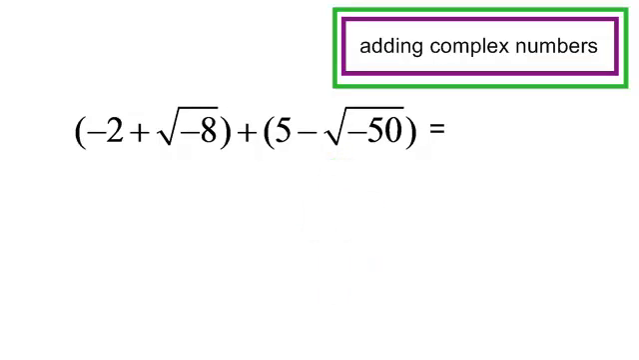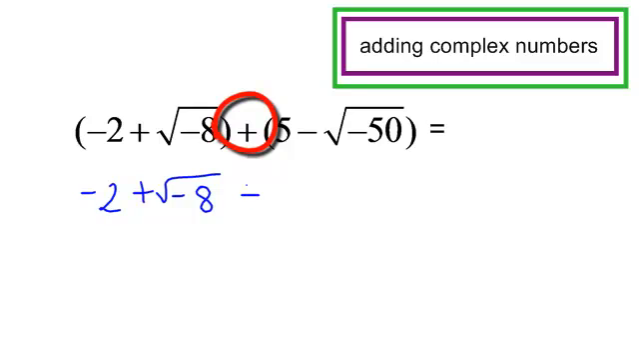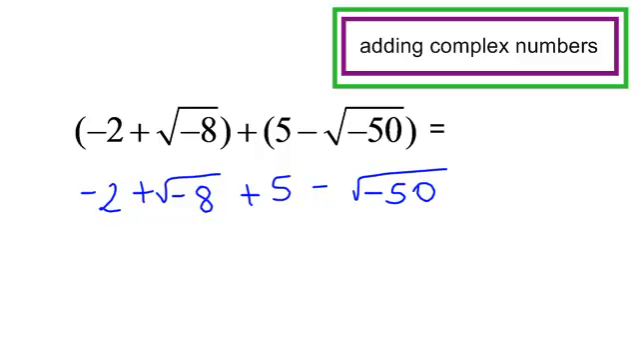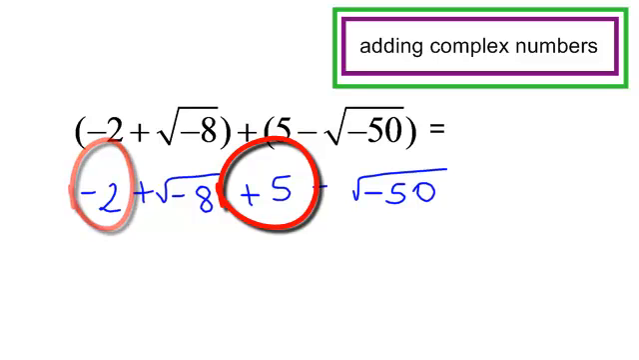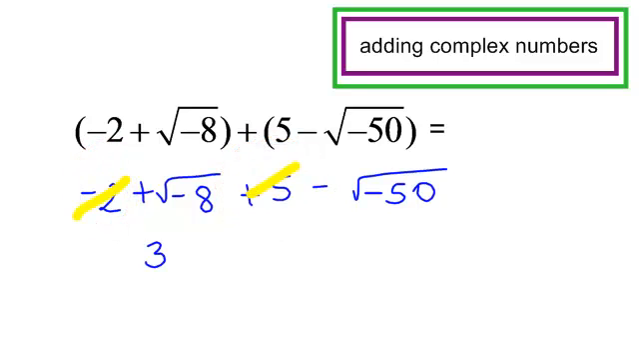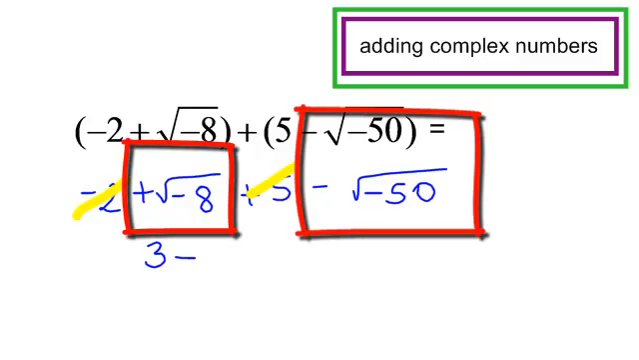Well, let's rewrite the problem. Take those parentheses away. I have -2, I have plus √-8. Now, there's a plus in front of this parentheses, so none of the signs will change. So I will have a plus 5 minus a √-50. Do you see any like terms? Yes, I do too. I have a negative 2 and a positive 5. Those are just constants. That will be a 3. Look at these radicals. I cannot combine those because they are not like radicals.